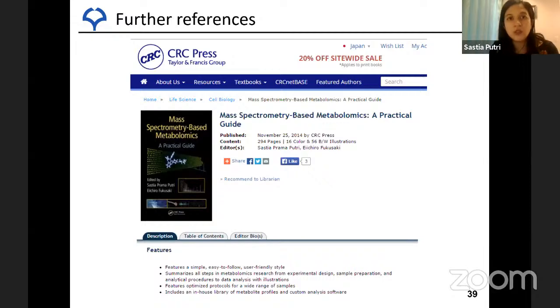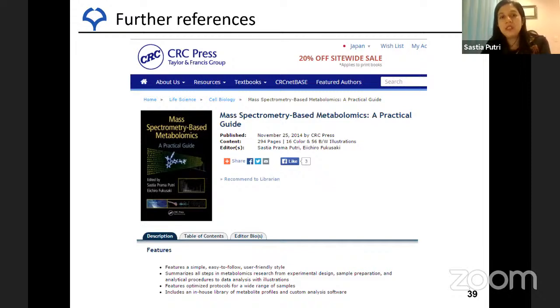In 2014, Fukusaki Sensei and I summarized all of our lessons learned and our protocols in our laboratory into this book. It was published in 2014 by CRC Press. It's available on Amazon, and the title is Mass Spectrometry-Based Metabolomics: A Practical Guide, where we lay out each of the steps that I described above, and we make a step-by-step protocol for many different kinds of samples, and how to do the GC-MS analysis, how to do the metabolite data annotation and everything.